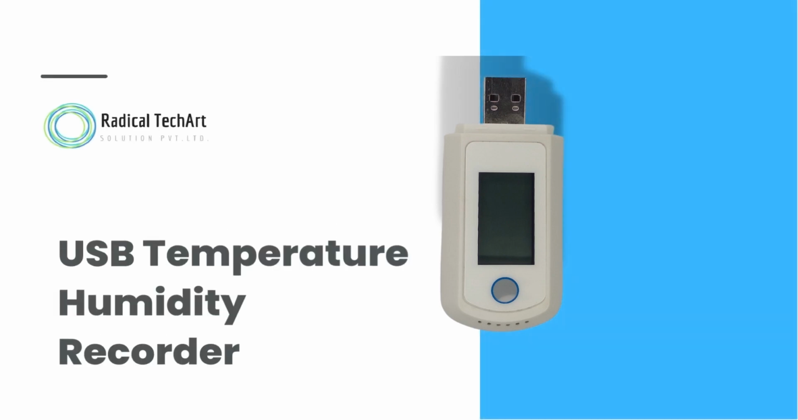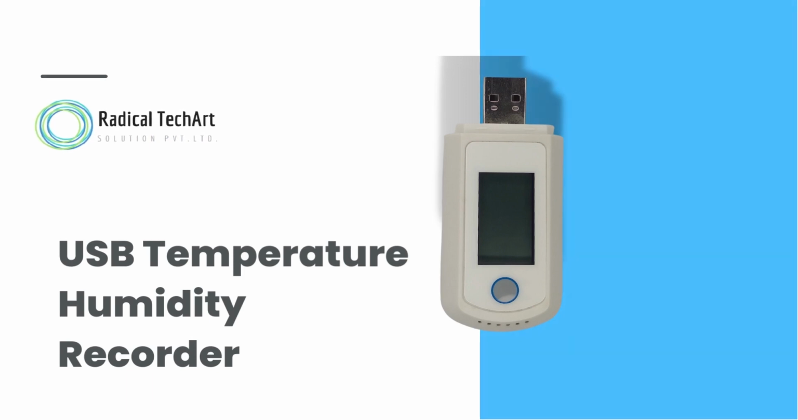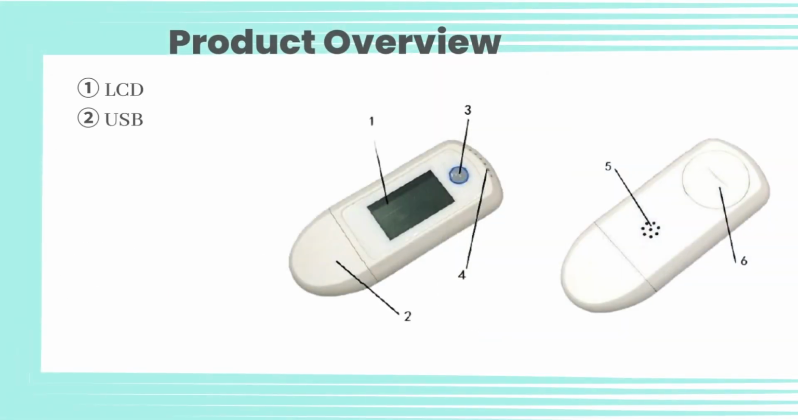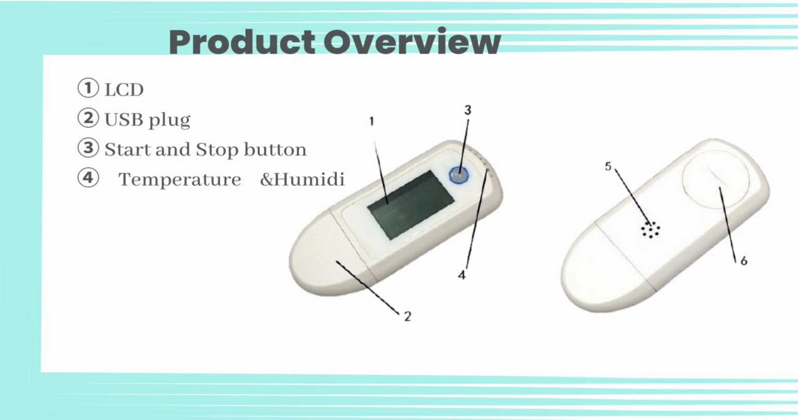Hello friends. Today we are going to discuss humidity and temperature data logger, pen drive type. Product overview: LCD display, USB plug, start and stop button, temperature and humidity sensor, alarm buzzer, battery cover.